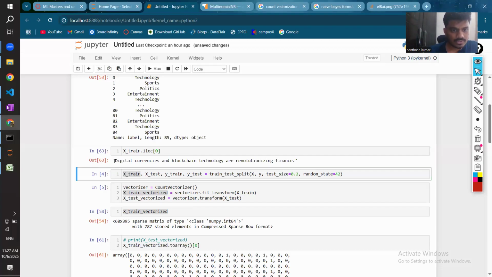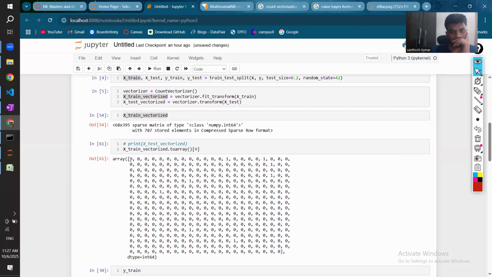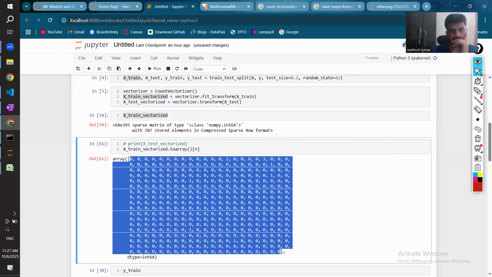The first one is: digital currencies and blockchain technology are revolutionizing finance. This is the first X train statement, and its corresponding matrix is this feature matrix. These are called the feature matrix.